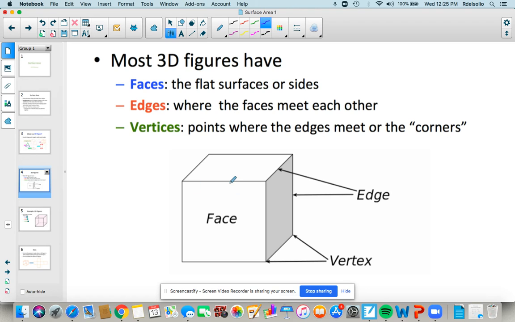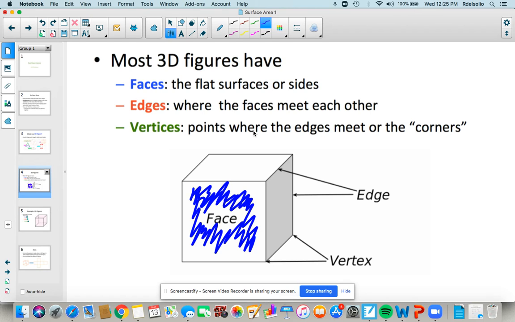So in this cube here, our face is this whole thing, this whole square right here. Okay, so a face, the flat surface or sides on this cube, there's one in the front and one in the back, one on the right side, one on the left side, so that's 4, and then one on the top and one on the bottom, so that's 6 total. So faces are the flat surfaces or sides.